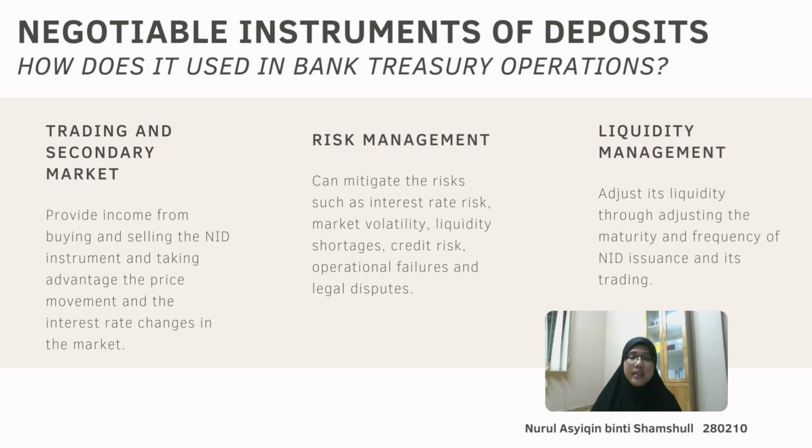The bank can sell the NID at a higher price when the bank expects that the market interest rate will rise so that they can earn profit. The bank can buy NID at a lower price and earn return if the expected interest rate of the market were to fluctuate. Outright sell and purchase, repurchase agreement (repo), and sell and buy back agreement (SBBA) are among the trading and secondary markets in which NID can be traded.